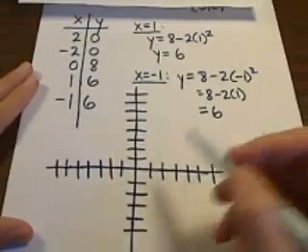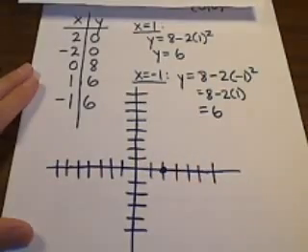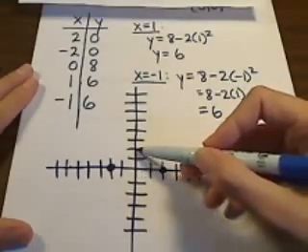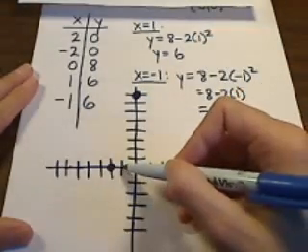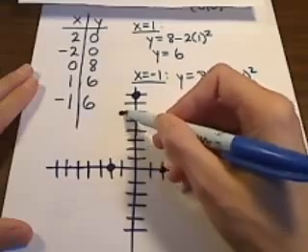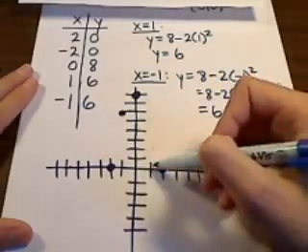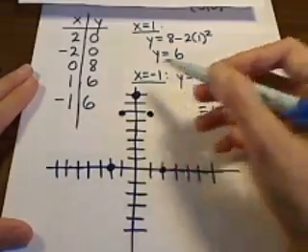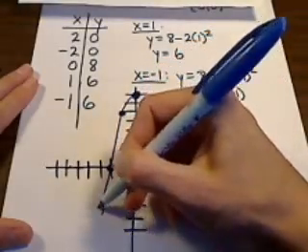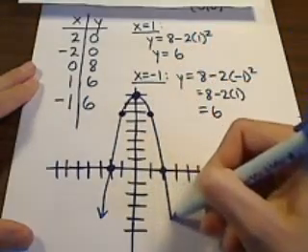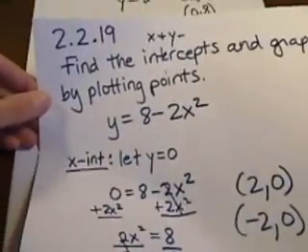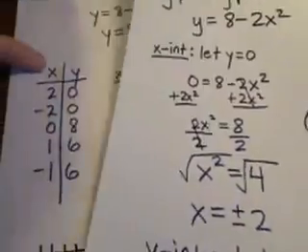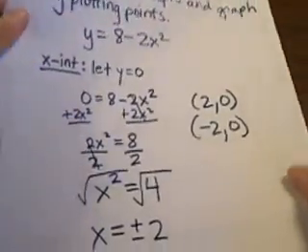Okay, so if I plot 2, 0, that's right here, and negative 2, 0 is right there. 0, 8 is up here. Okay, and then I've got 1, 6, 4, 5, 6 is going to be that point right there. Excuse me, negative 1, 6, and then positive 1, 6. And you can see the U shape in this. It's going to be shaped down and U-shaped. Okay, so that is problem 2.2.19.